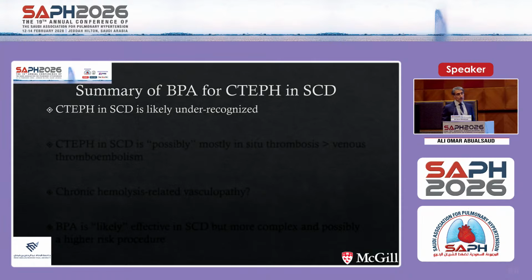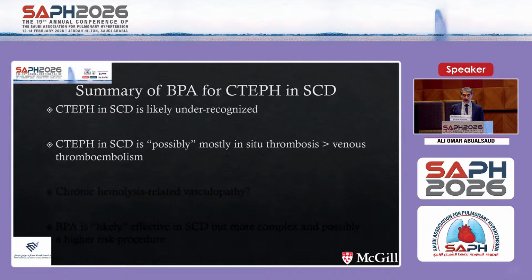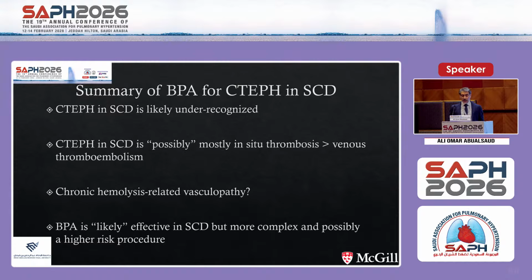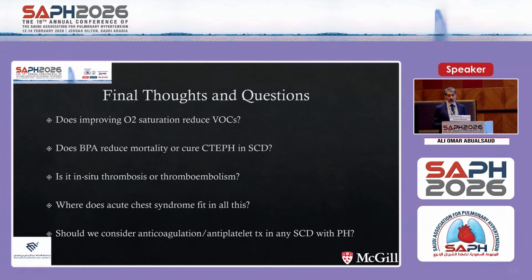So my summary, at least what I understood from all this, is that CTEPH in sickle cell disease is likely under-recognized. Is possibly mostly in situ thrombosis, maybe more than thromboembolism. And I think it depends on the phenotype and the subtype of sickle cell disease. Is there chronic hemolysis-related vasculopathy on top of that? I think that BPA is likely effective in sickle cell disease, but it's certainly more complex and possibly a higher risk procedure. But I also have more questions about it.